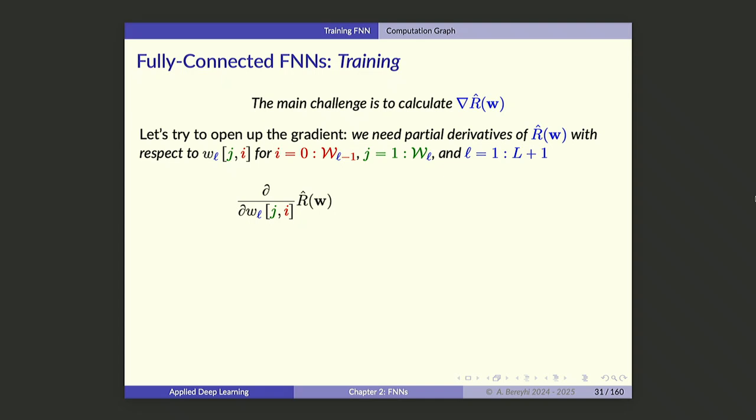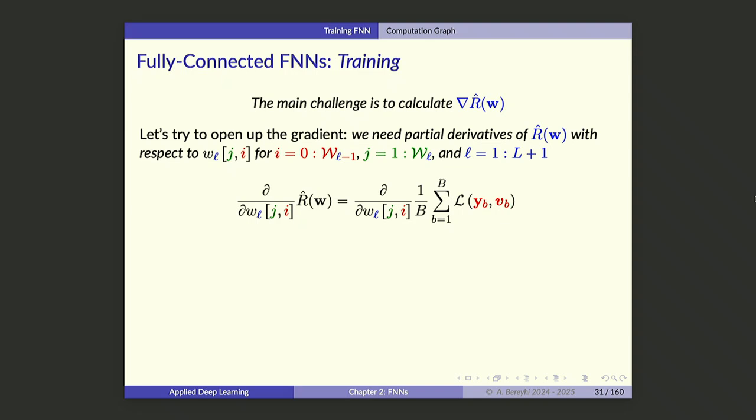Everybody's clear? Okay. Sorry. So I want to compute this guy, and if I open it up, this r hat is simply the average of those losses, right? And once again, this weight is going to show up somewhere inside this y, because this y was computed using that weight and lots of other weights, right? So I want to compute this one.